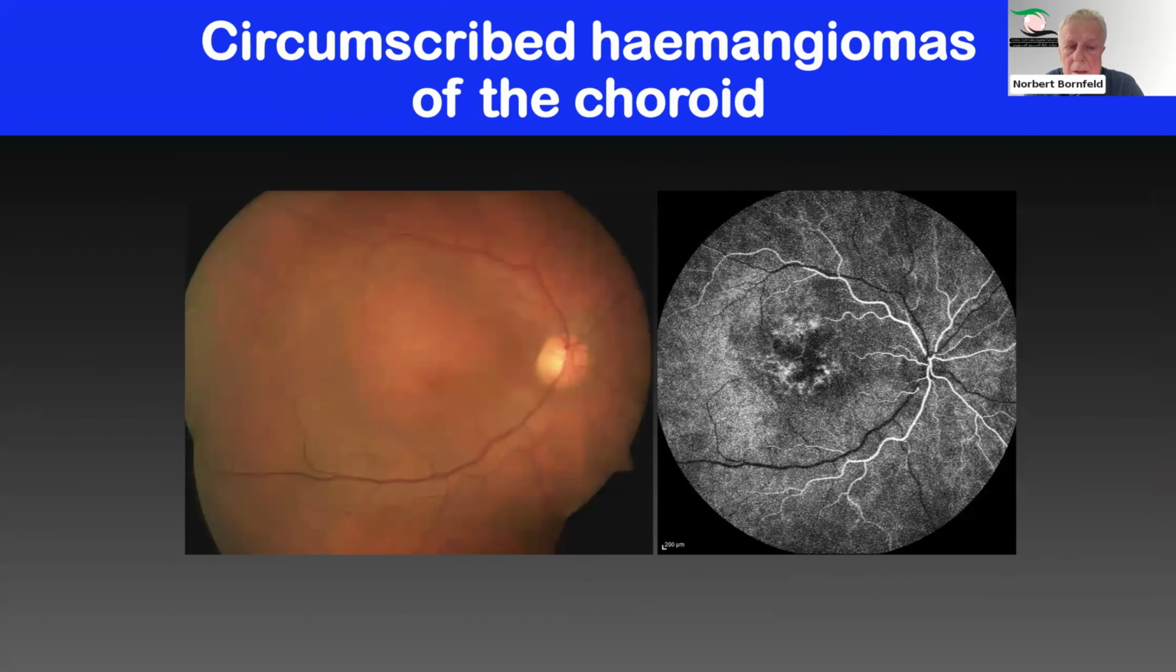That's again another patient with a choroidal hemangioma. You see again these spider-like vessel formations in the very early phase of the angiogram, and that makes the diagnosis.